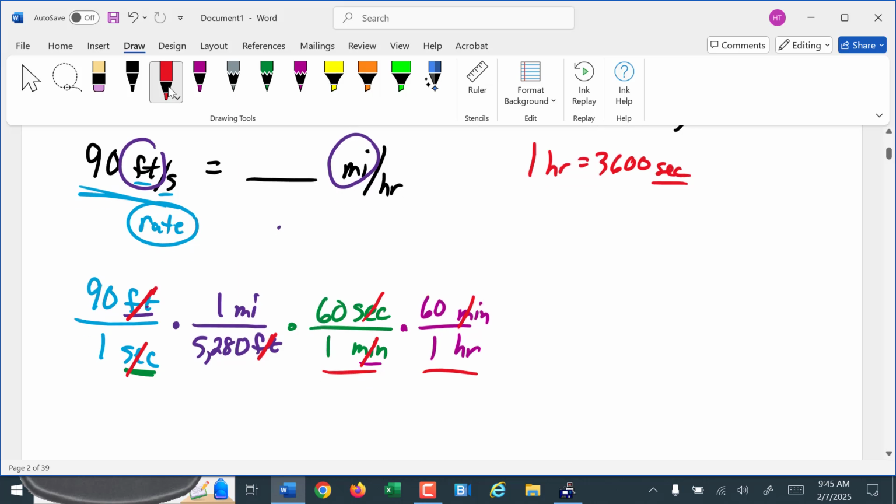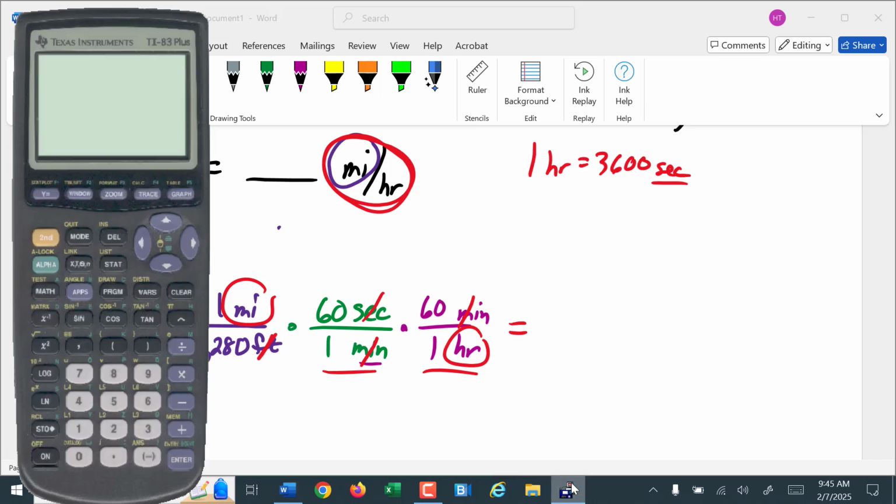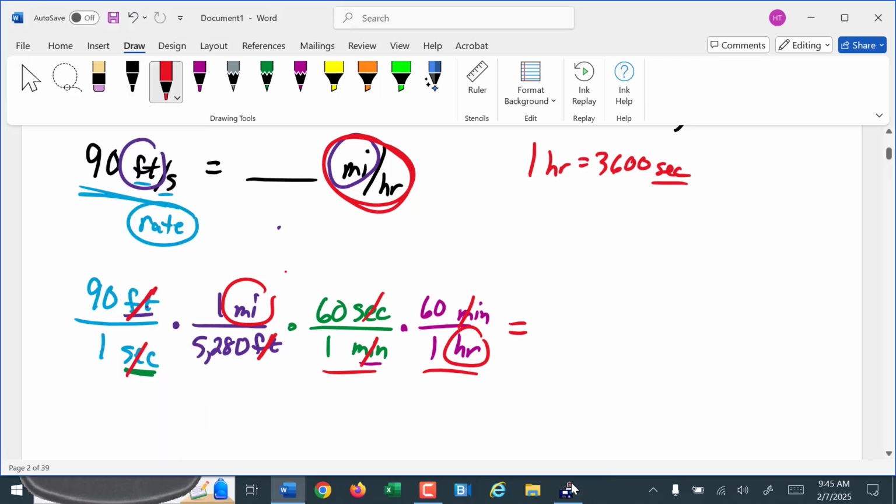So anyway, my units have all canceled out. I have miles on top and hours on bottom. Every other unit is canceled out. That's what I want, miles on top and hours on bottom. So I have to go through and multiply. On top, I have 90 times 1 mile times 60 times 60. Oh, what is that? 324,000 miles. On bottom, I have 1 times 5,280 times 1 times 1 hour, so 5,280 hours.